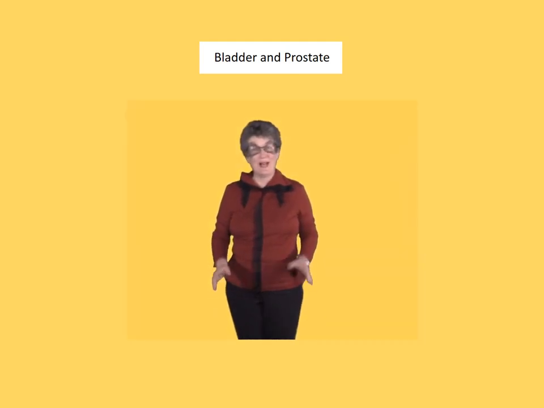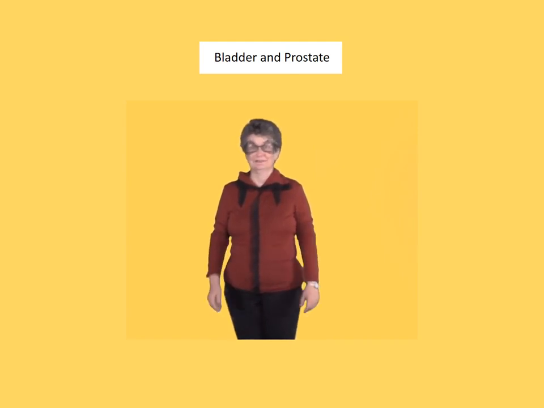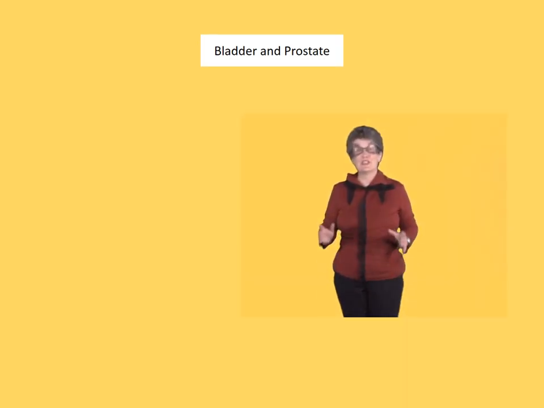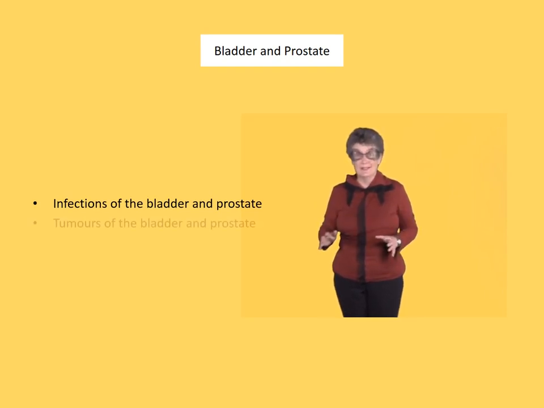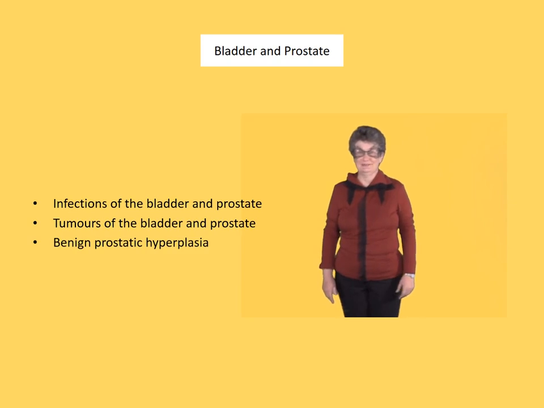Today we're going to think about the pathology of the bladder and prostate. There are three big areas that we need to learn about the pathology. Firstly, infections of the bladder and prostate, then tumours, and finally, benign prostatic hyperplasia.